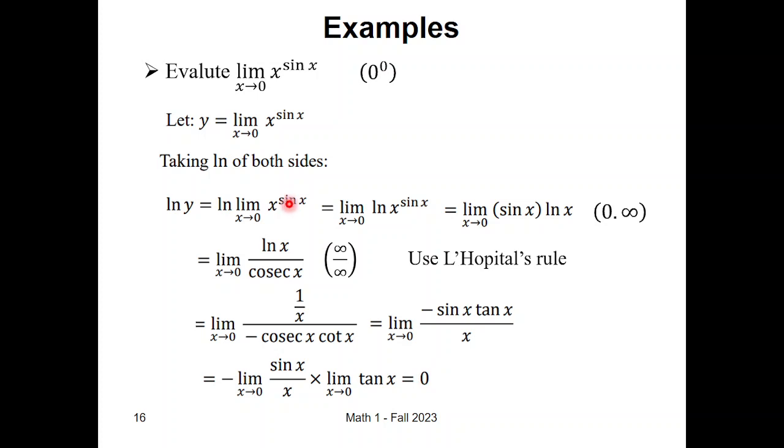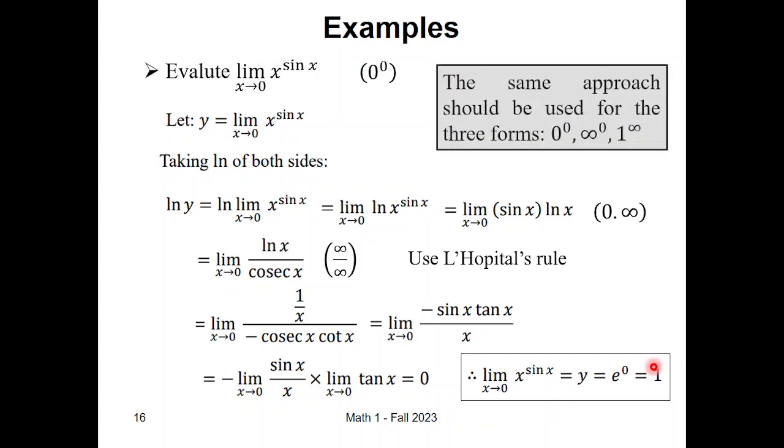Take care now, this 0 is ln y. It is not y. We need y, but this is ln y. So the final answer is y equal e to the power 0. Don't forget this important final step. We have got ln y. We need y now, which is the limit. So y will be e to the power 0, which is 1. So the final answer is 1.